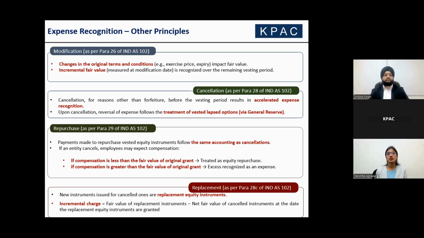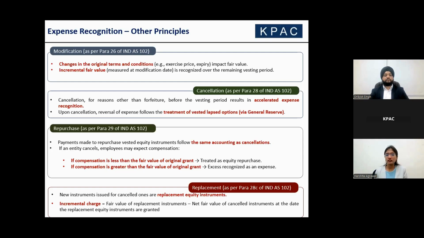Sometimes companies cancel an existing ESOP plan and replace it with a new one, either because they want to update terms or offer a more attractive structure. In these cases, modification accounting applies. For the replacement ESOP to be considered a continuation of the original, the company must formally identify the new grant as a replacement on the date of issuance. When that happens, the incremental fair value is recognized over the remaining vesting period.